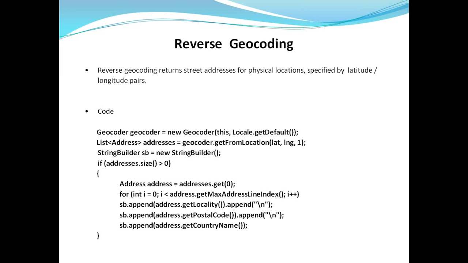After that you can append the addresses, like locality. You can get the locality by get locality, the postal code by using get postal code, and the country name by using get country name. And you can append them to your string builder object and print it at runtime.